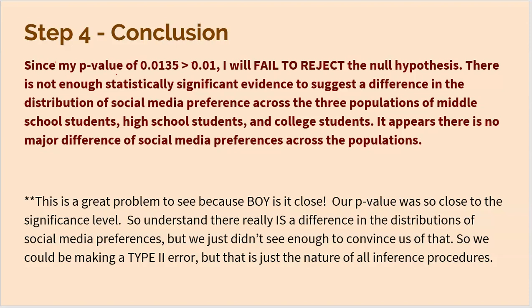So this is just the nature of all inference problems. That's why we love really, really small p-values, because then we're super confident we made the right decision. Or we like really, really big p-values because then we're pretty confident that there isn't enough evidence to go with the alternative. Here it's close, but we have to make the decision we make. So it's a good problem to have this happen, to understand that this does happen with significance testing.